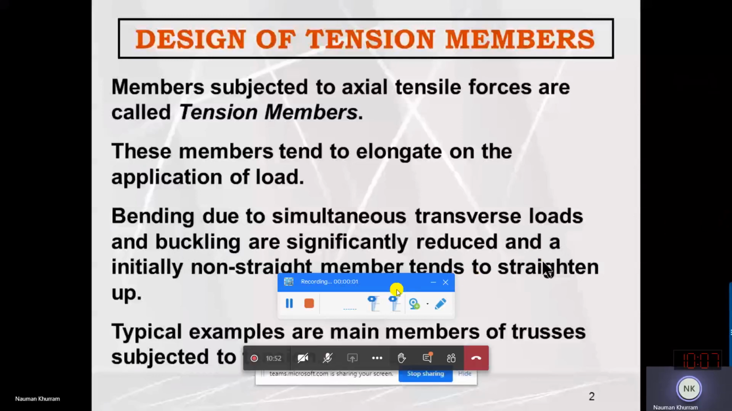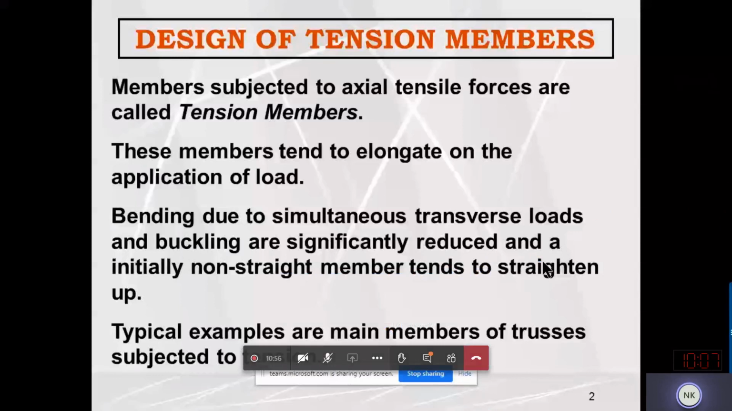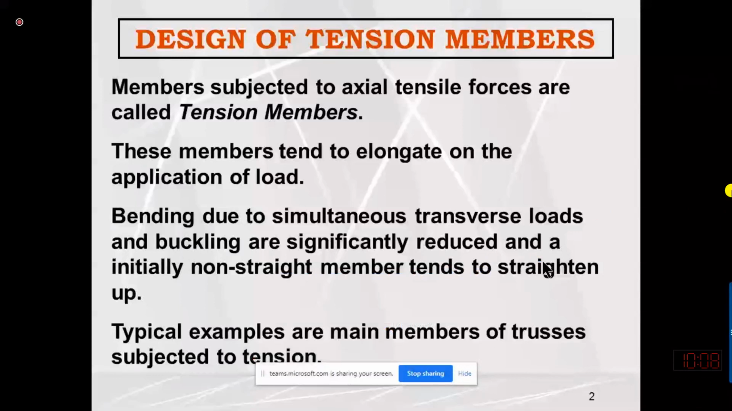Member will be regarded as a tension member. So the members subjected to axial tensile forces are called tension members. Actually, this is a line element where the forces are tensile. So what are tensile forces? These are the forces which elongate, or try to elongate, the member.